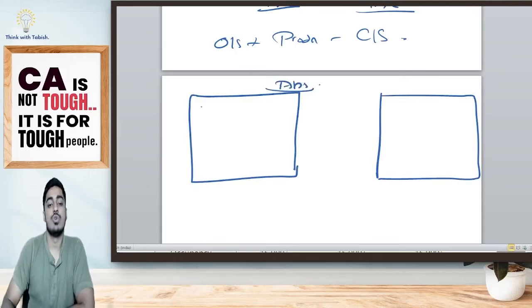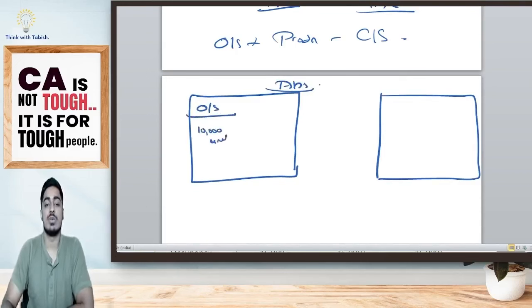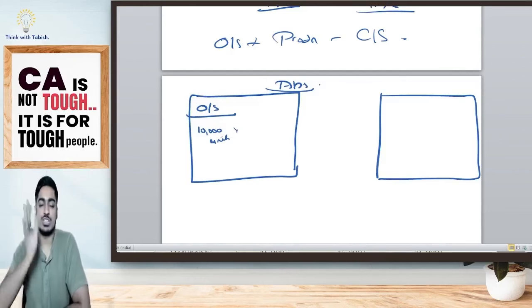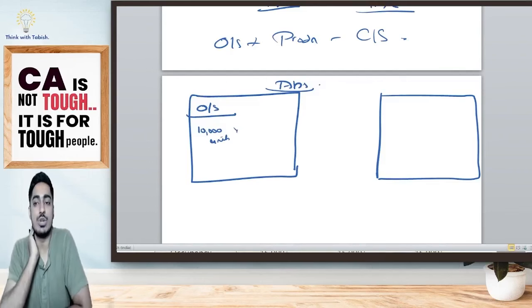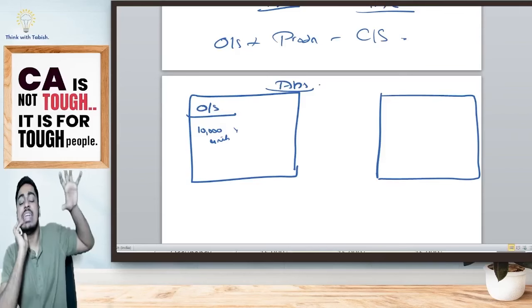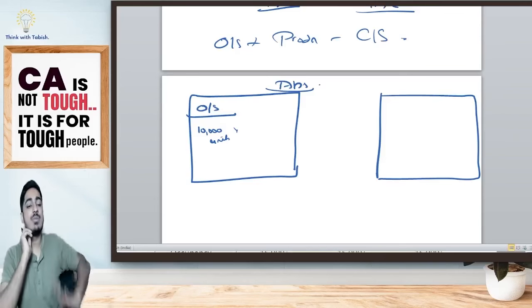Opening stock. How many units of opening stock am I having, students? 10,000 units of opening stock. Is the question telling me the cost for 1 unit of opening stock? The question is not giving me that data. So I have to take an assumption. What will be my assumption, students? The standard cost I will be incurring, that only will be my cost of opening stock.